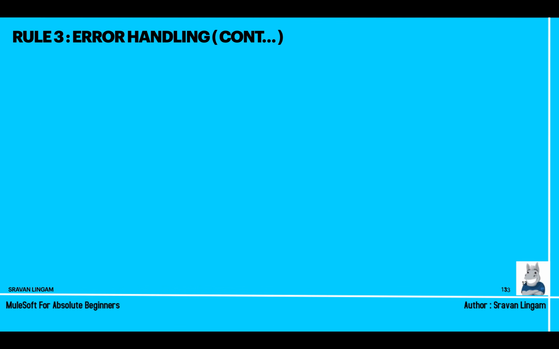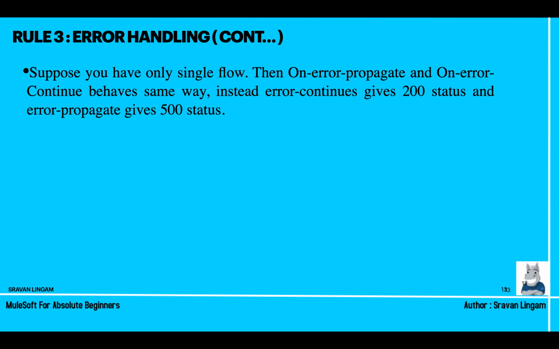Again, continuation to rule 3. Suppose you have only one single flow. Then on error propagate and on error continue behave the same way, because there is no caller flow. The difference is that on error continue gives a 200 and on error propagate gives a 500 status.